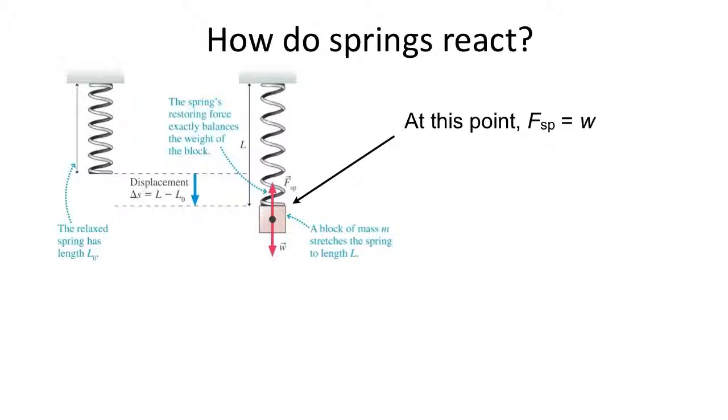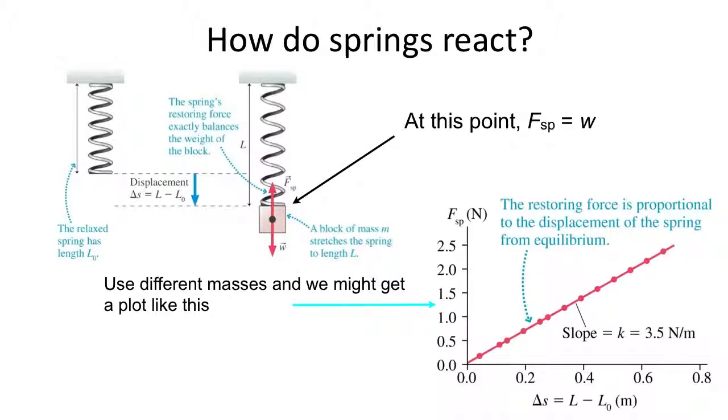Right? So if I add more weight, the spring force gets bigger. If I add less weight, the spring force gets smaller. And here's what you might get. If I were to plot a whole bunch of different weights, let's say I took a bunch of different masses so that I had a whole bunch of different weights, and I measured how much the spring stretches, I would get a linear relationship between force and distance. Okay? And you can kind of see that here.